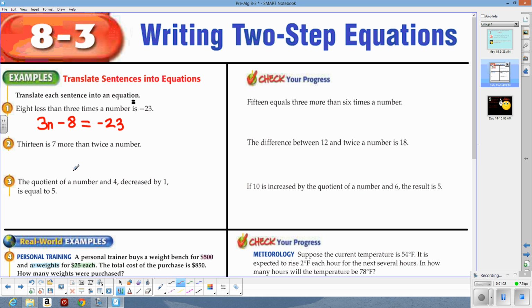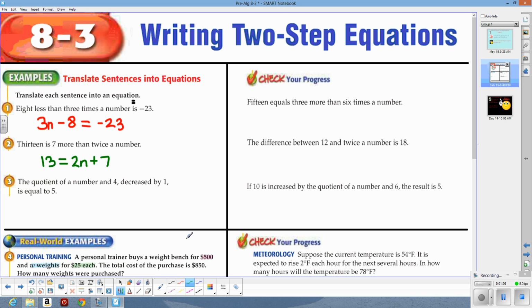13 is 7 more than twice a number. Well, "is" is going to be your equal sign. 7 more than twice a number means to take a number times 2 and add 7 to it. So 2n plus 7. That's 7 more than twice a number is 13.